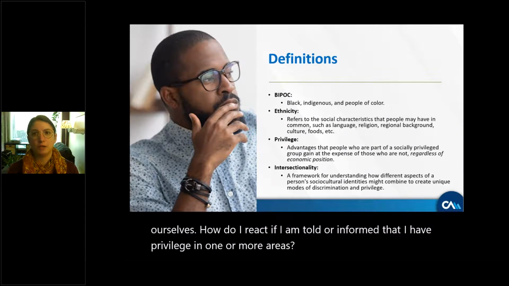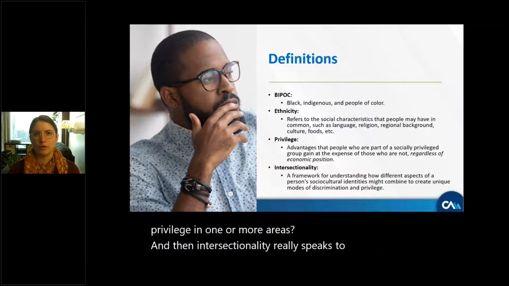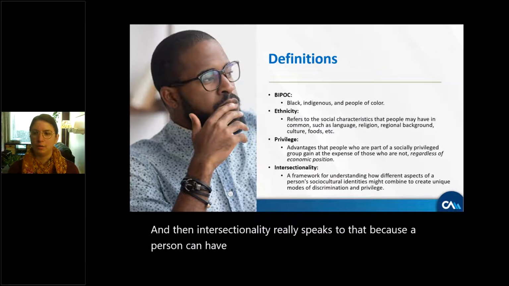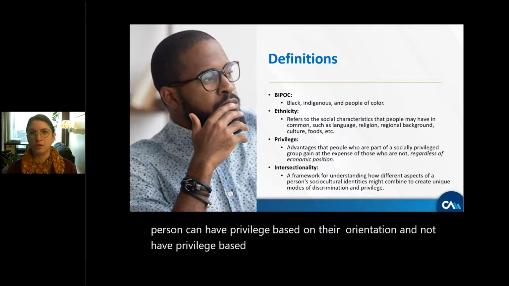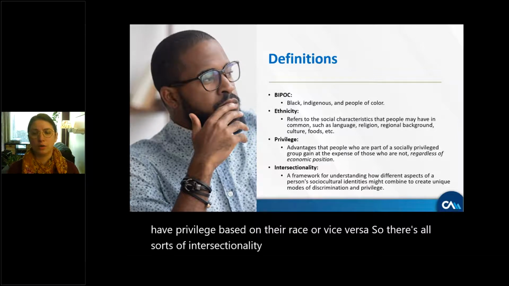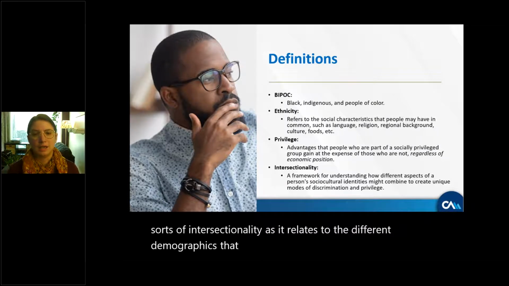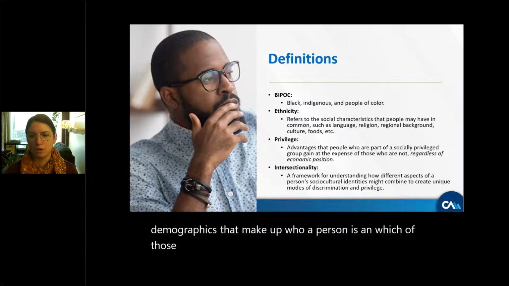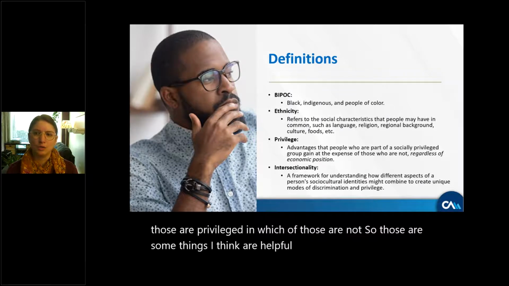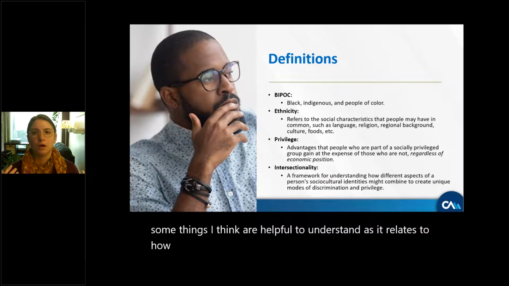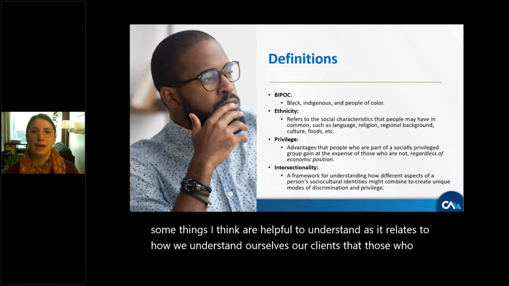Intersectionality really speaks to that, because a person can have privilege based on their sexual orientation and not have privilege based on their race, or vice versa. There's all sorts of intersectionality as it relates to the different demographics that make up who a person is, and which of those are privileged and which are not. Those are some things I think are helpful to understand as it relates to how we understand ourselves, our clients, those we serve in our practice, and how we interact with them.